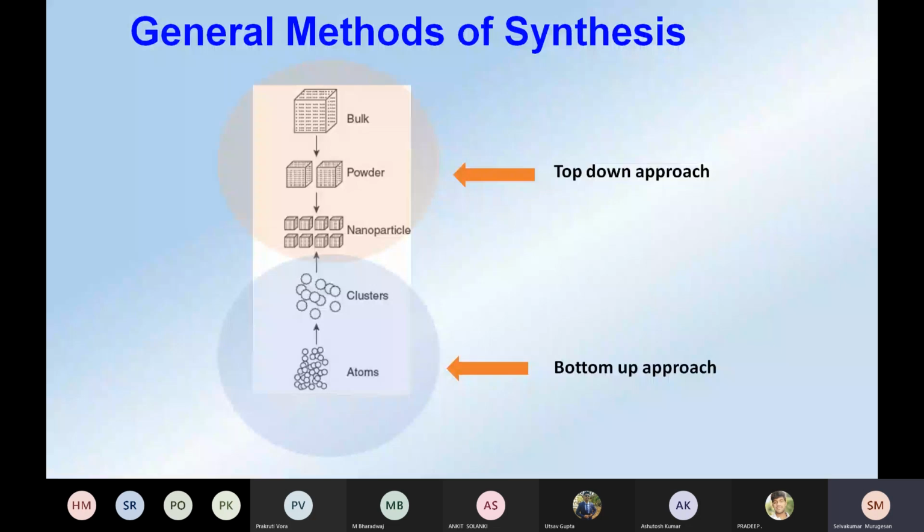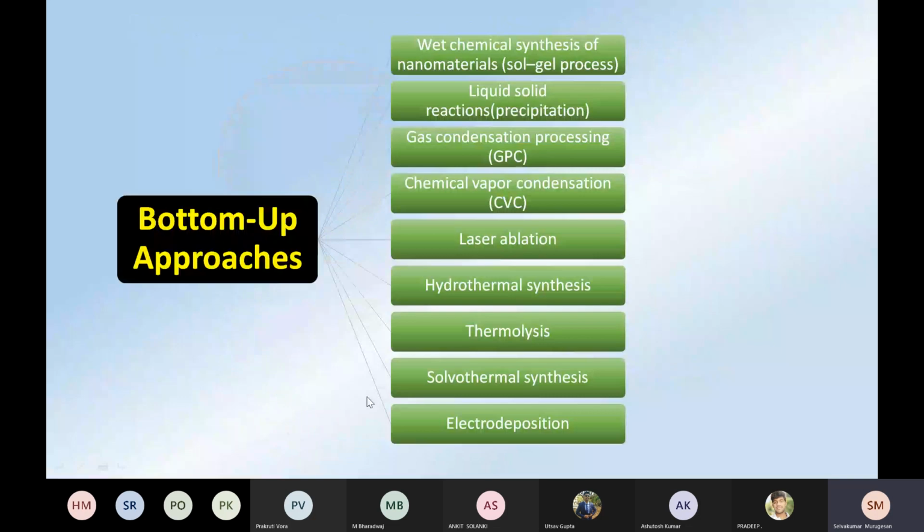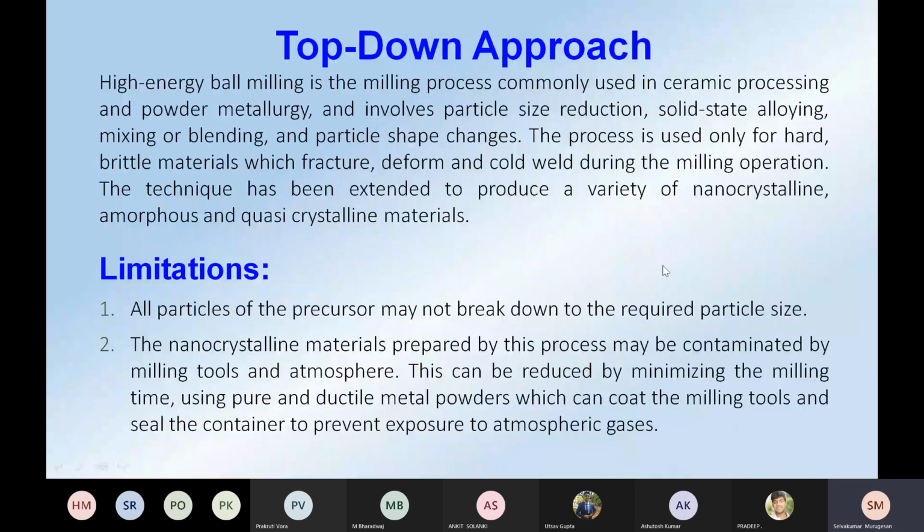If you look at the bottom-up approach, we have various processes like wet chemical synthesis, liquid-solid reactions, gas condensation processing, and chemical and physical vapor deposition. We also have hydrothermal, laser ablation, and electrodeposition, etc. And the top-down approach is high energy ball milling, a kind of milling process commonly used for ceramic processing, meaning metal oxide based nanoparticles, as well as in powder metallurgy. It involves particle size reduction and solid state alloying, mixing, or blending.